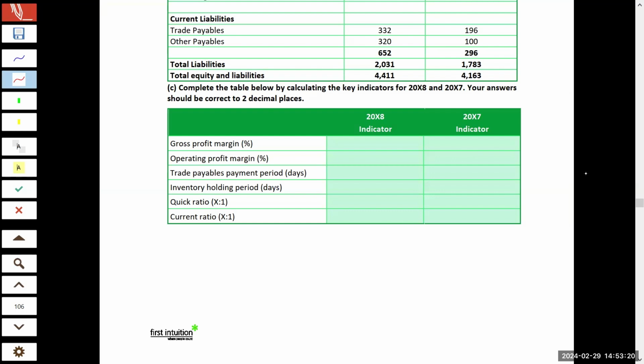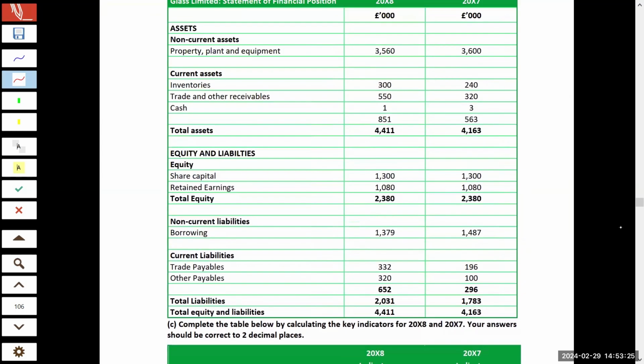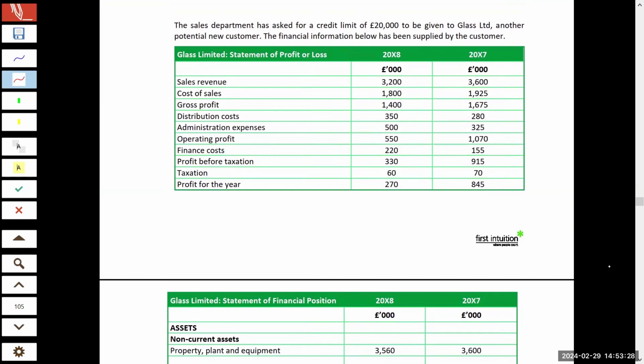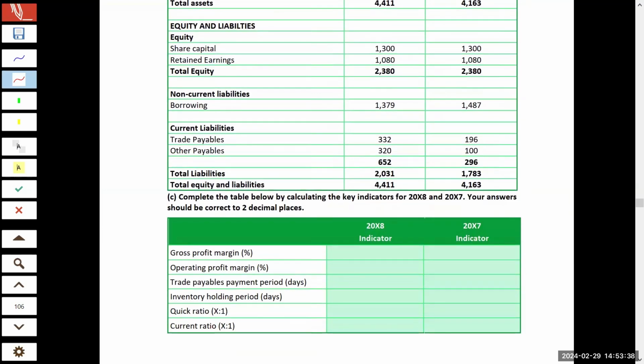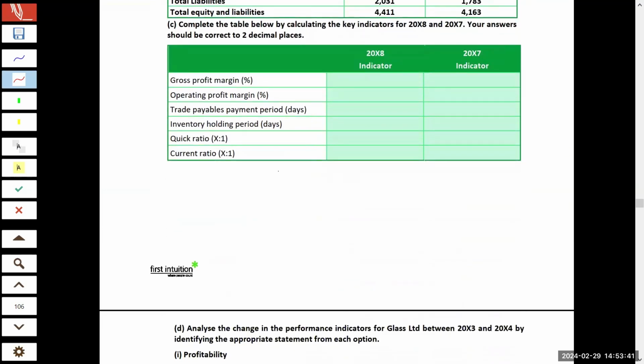Now the gross profit margin, we simply define it as the gross profit divided by revenue multiplied by 100. Gross profit divided by the revenue, multiplied by 100, converted to a percentage. That gives 43.75%.